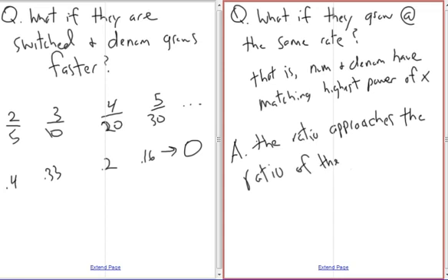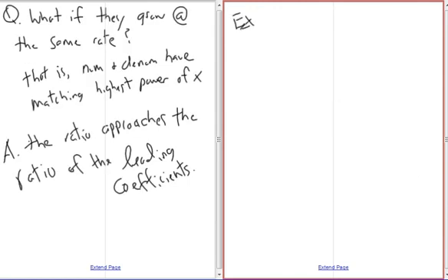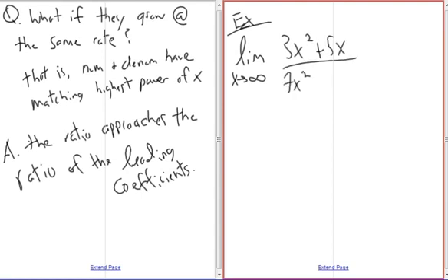the ratio of the leading coefficients, where the leading coefficients are defined as the coefficients in front of the highest power of x. So an example of that might be the limit as x approaches infinity of 3x squared plus 5x divided by 7x squared plus 8x. So we look up here, the term with the highest power of x is 3x squared. The term with the highest power of x is 7x squared.